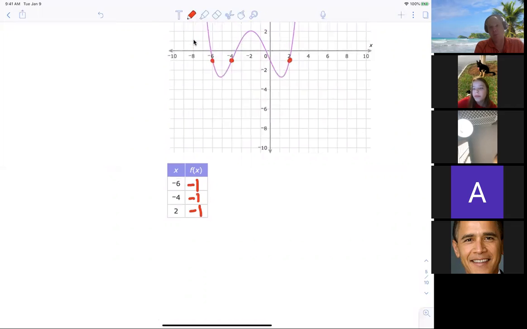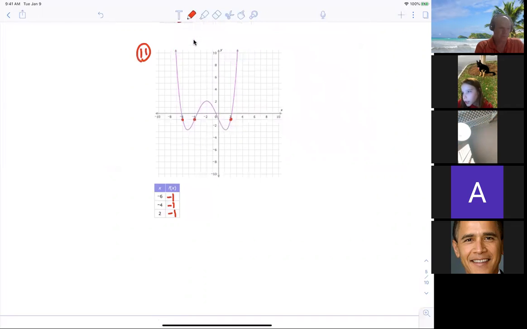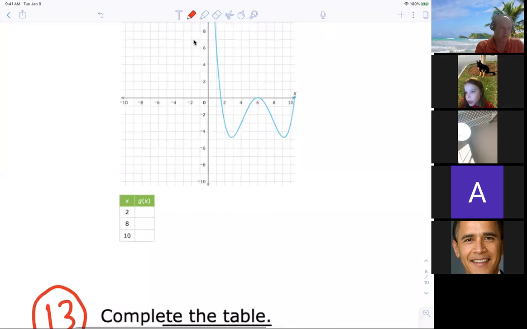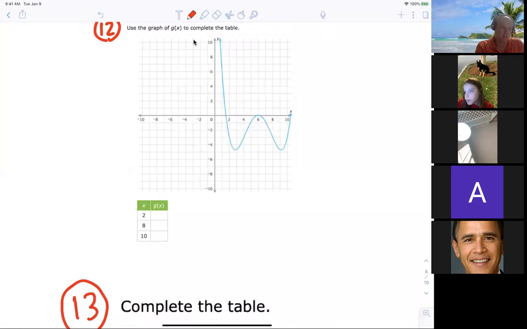Yesterday we were plotting points. Now we're looking for the points. All right. And that's 2. What's 2 going to be? -3. What's 8? -3. And then 10. -3. Yeah, that's kind of silly too.